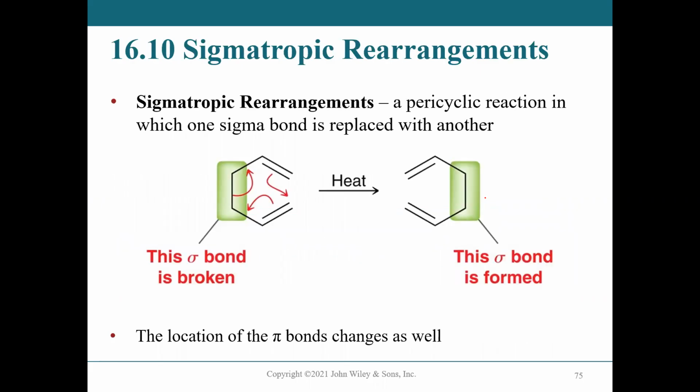So sigmatropic rearrangements are pericyclic reactions in which one sigma bond is replaced with another. You can see that right here. You can see one sigma bond is broken, but then we are forming another one. So that's just a sigmatropic rearrangement.